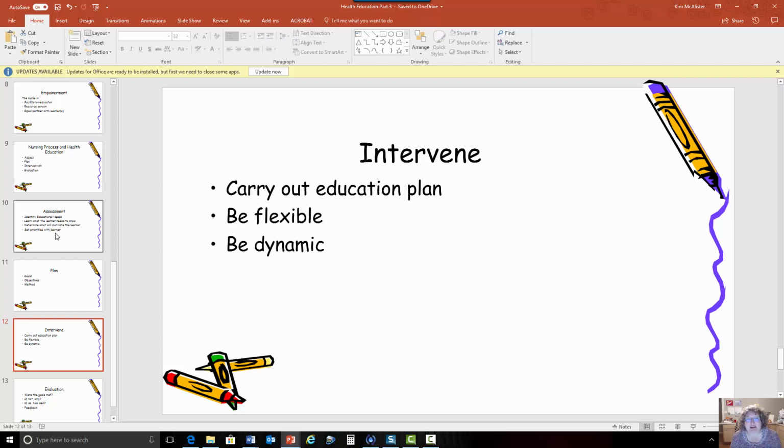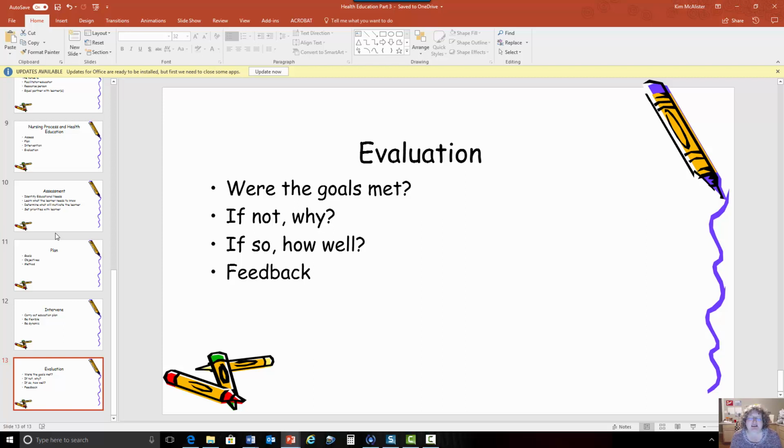And then you want to be dynamic. You want to be interesting. You want to deliver your information in a timely manner. And you want to do it in a way that has meaning and is at least informative and captures the person's attention.